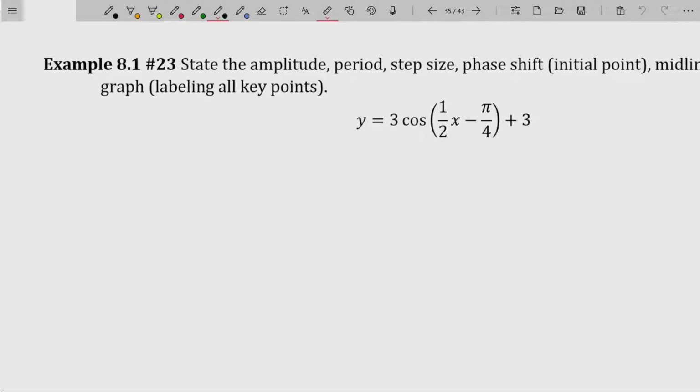So I know I need to state each of these key pieces. This piece, all these play a role. So let's go ahead and go through one by one. The amplitude is associated with that 3. It's actually the absolute value of that 3. So it's 3. Then I continue to go to the right. That 1/2 has something to do with the period. Specifically, 2 pi over it will be the period. So 2 pi over that 1/2. So the period here is 4 pi.